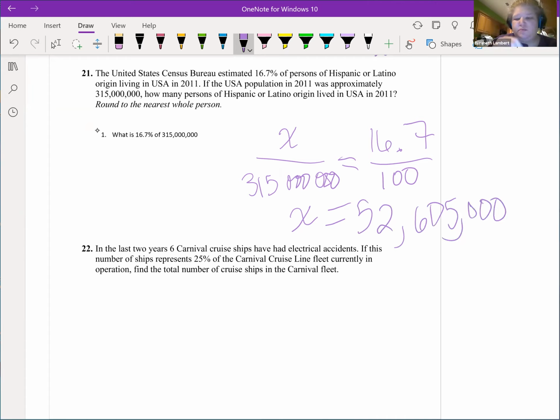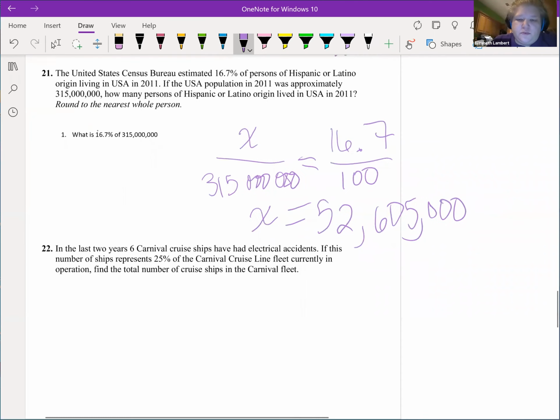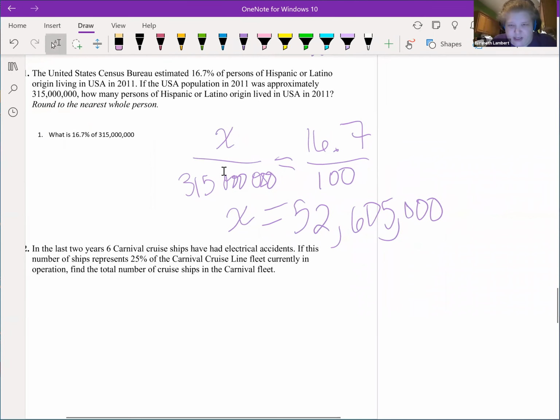52,605,000, which, you know, we had a lot of zeros and 16.7 was a terminating decimal. It wasn't a repeating one. So we should get a fixed number. We shouldn't have to round. So that is our number.